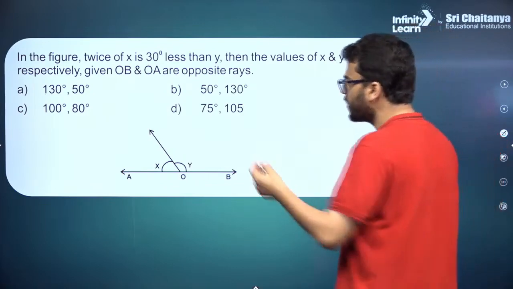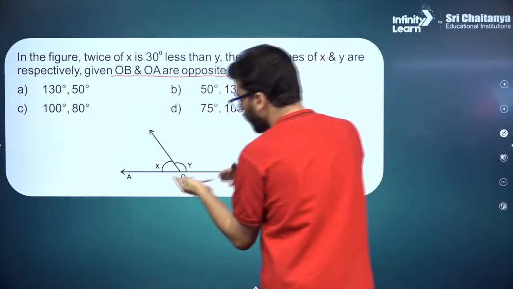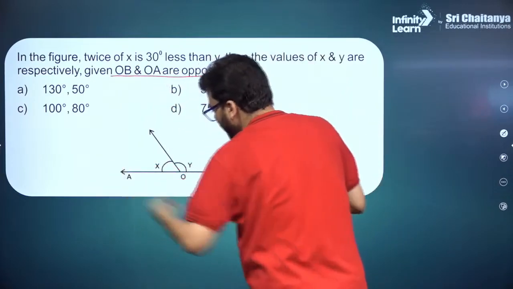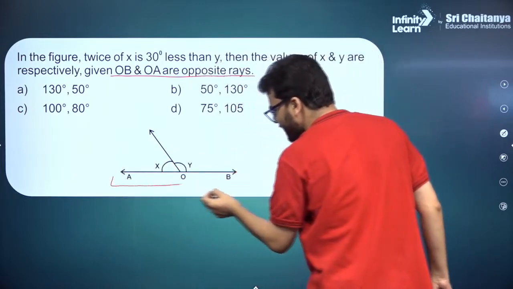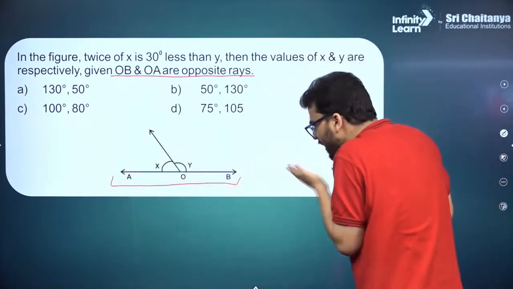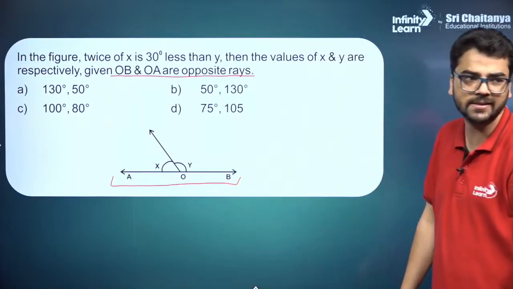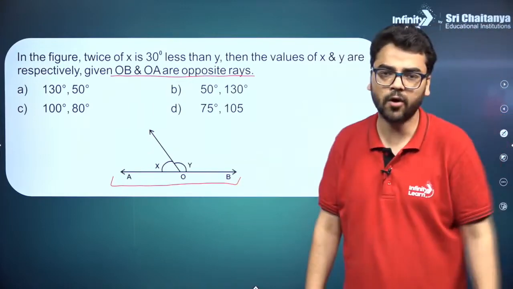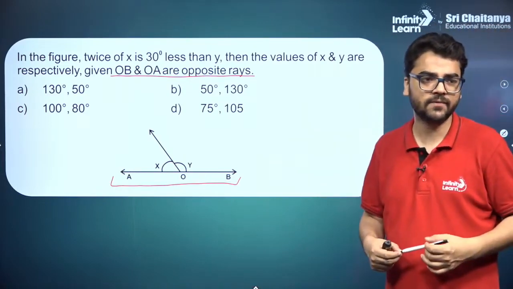And it is also given, don't forget that OB and OA are opposite rays. OB, OA, they are opposite rays. So I'll tell you, it means it is given that AOB is a straight line. If it is written over here that OA and OB are opposite rays, it means AB is a straight line, AOB is a straight line. That is what is meant by the statement over there. Try doing this one.